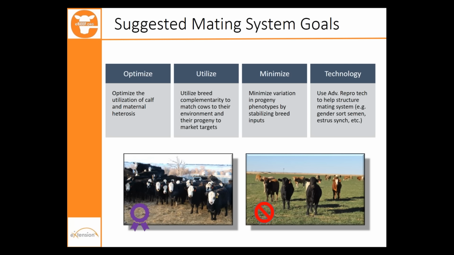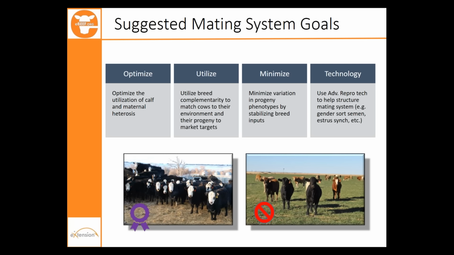Optimize the utilization of calf and maternal heterosis. Notice we didn't say maximize, because in some cases the trade-offs between managerial or breeding pasture or bull utilization say, well, maybe we should use one crossbreeding system over another that doesn't maximize heterosis but allows us to still capitalize on some heterosis in the breeding system, and that's important.